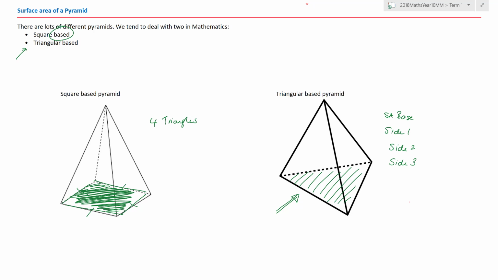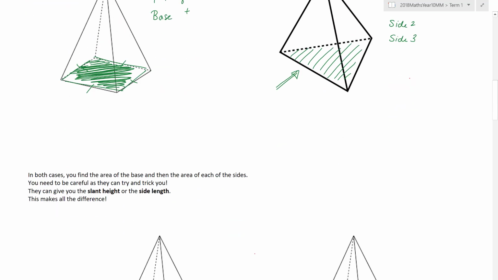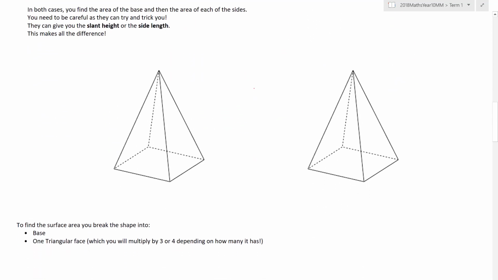So in this situation, I would have taken the 4 triangles, I'd have taken the base, and I would have added them together. That's basically the whole point of this, right? So as I say, in both cases, you find the area of the base, and the area of each side. Now, you need to be really, really careful here, all right? And I've actually fallen over in exam questions myself.